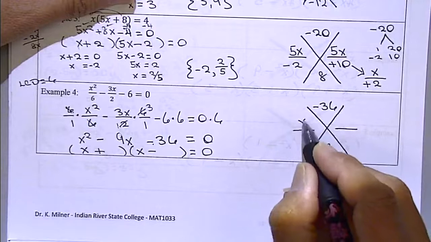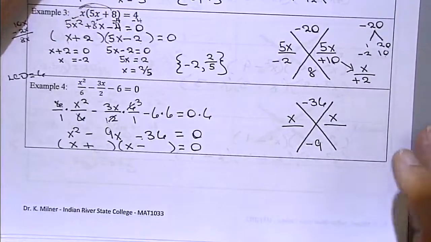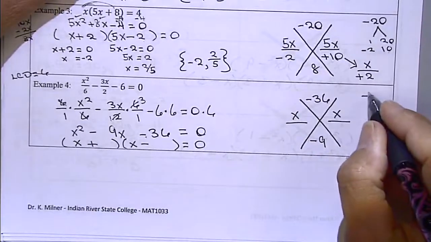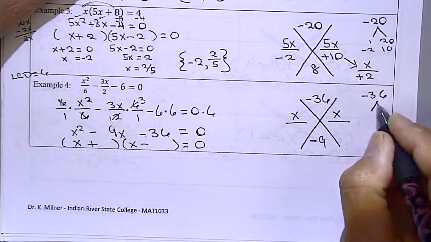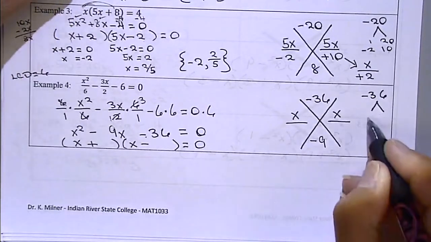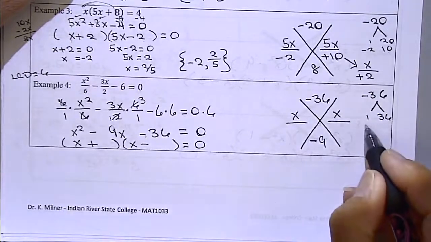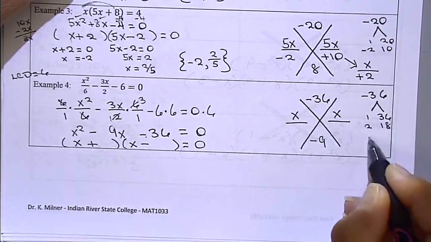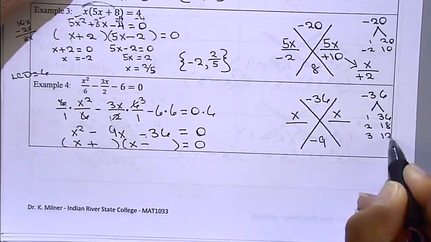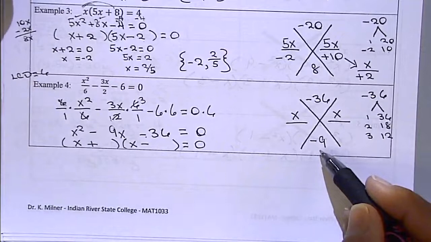Both of my sides have fractions that have x in the numerator. I want factors of negative 36 that will combine to give me a negative 9. Work your way down if you need to. 1 times 36 doesn't work. 2 times 18 doesn't work. 3 times 12, now that has promise, doesn't it? How would I get it to be a negative 9?